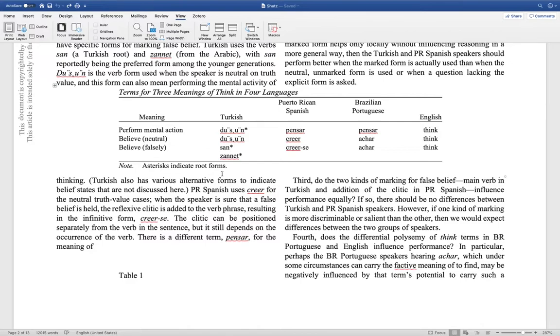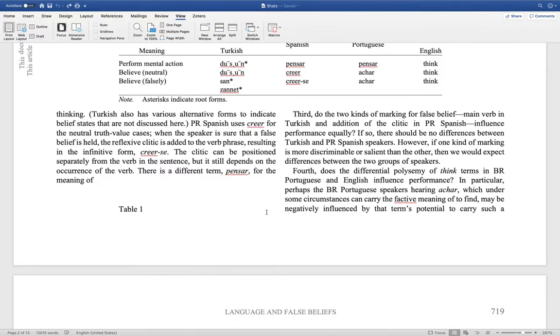So if so, there should be no differences between Turkish and PR Spanish speakers. However, if one kind of marking is more discernible or salient than the other, then we would expect differences between the two groups of speakers. That basic question is just saying, are san and zanet better than creer se? Are they better at creating this belief? That's their third hypothesis, and they're not taking a stance on it. Fourth, does the differential polysemy of think terms in Brazilian Portuguese and English influence performance?